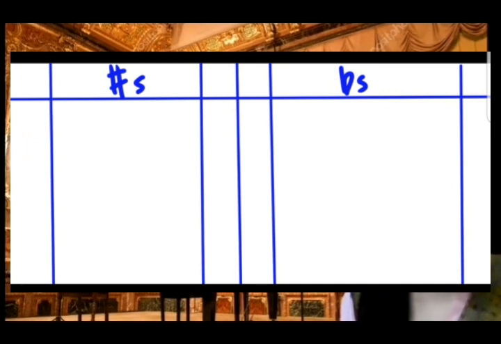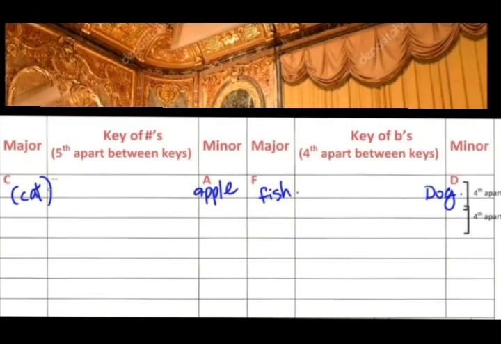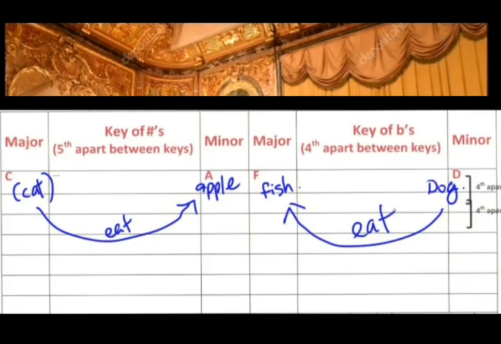For major and minor keys, in the columns, you need to use your imagination. You have a cat at the leftmost column, and the rightmost column has a dog. And then your cat eats the apple, and your dog eats fish. So the keys of sharps are 5 steps apart.